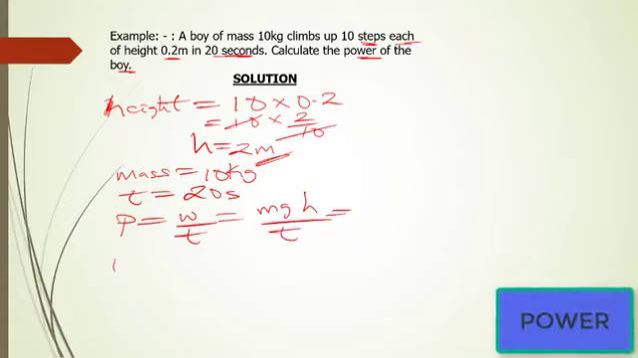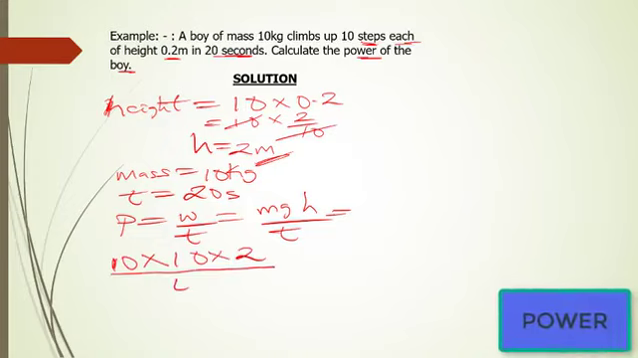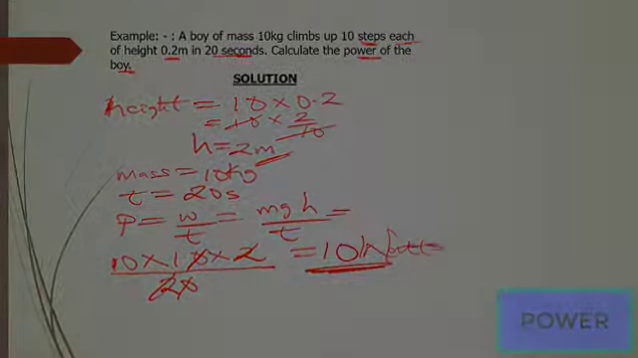Now we come over to the next one. The mass of the boy is 10. 10 times 10, which is acceleration due to gravity, times 2 meters, which is the height, divided by our time, which is 20 seconds. So we're going to have 0 will cancel 0, 2 will cancel 2. So 1 is 10 watts. 10 watts is the power that was used up by the boy.